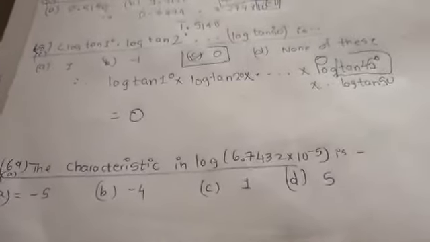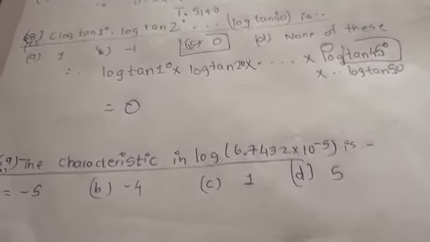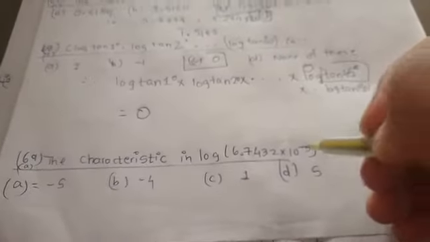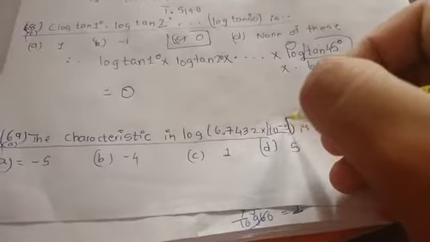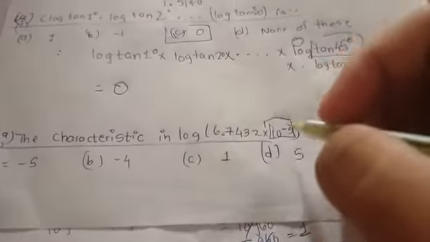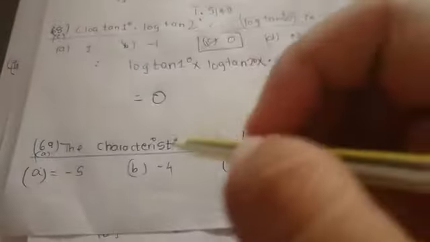69th question, the characteristic in the log 6.7432 into 10 raised to minus 5 is. In 69th question, we know that characteristic is the indice of the 10 associated with the number. So in this place, indice of the 10 is minus 5. So the characteristic of the log will be minus 5. So in 69th question, option A, minus 5 is correct.